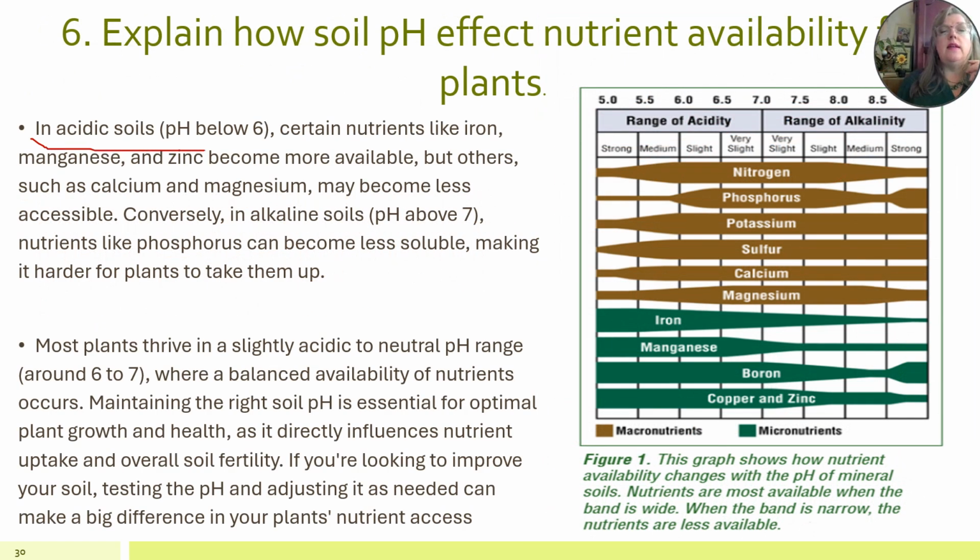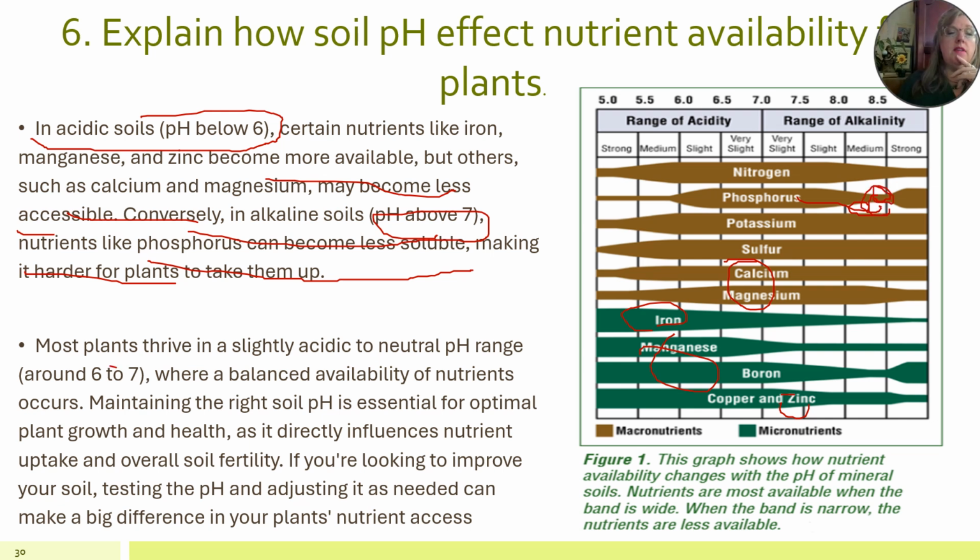So in acidic soils below 6, certain nutrients like iron, manganese, and zinc become more available, but others such as calcium and magnesium are less available in acid. Conversely, in alkaline soils above 7, nutrients like phosphorus can become less soluble, making it harder for plants to take them up.